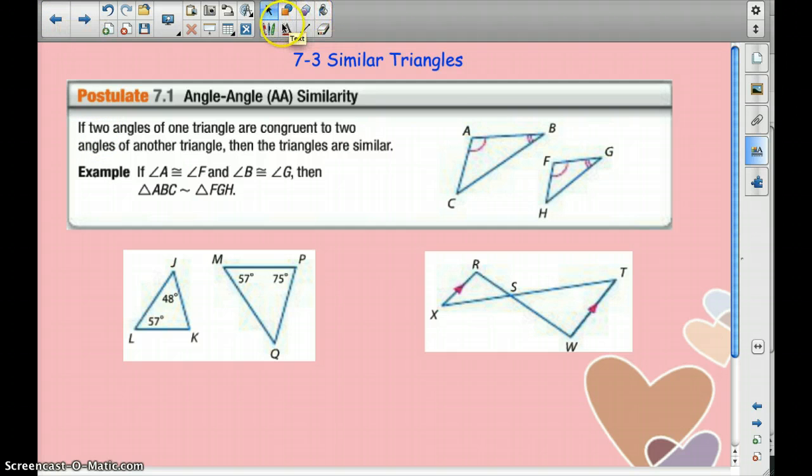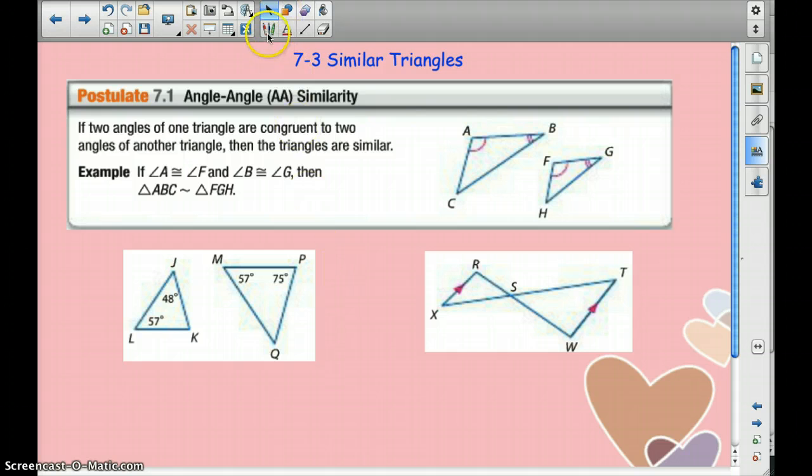What it says is, if two angles of one triangle are congruent to two angles of another triangle, then the triangles are similar. And that's basically coming down to the third angles theorem. If you know that these two are congruent and these two are congruent, we know the third one's going to be congruent as well.